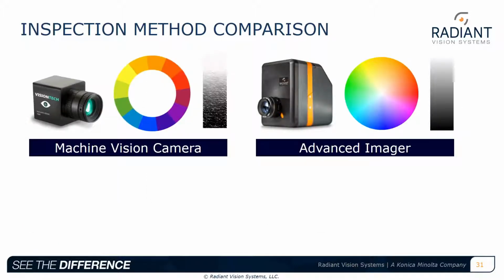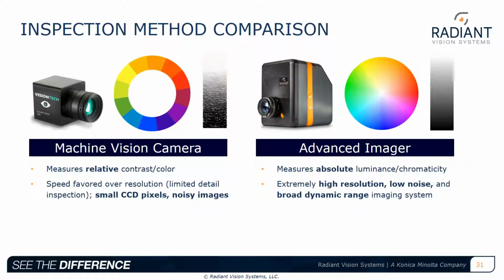Radiant's advanced imagers outperform standard machine vision systems, offering a camera that inspects like a human. This is achieved through calibration to ensure absolute measurements in variable imaging environments, high resolution, low image noise, and broad dynamic range to capture the greatest, most precise amount of meaningful detail in images. These specifications allow the system to detect defects as good as and often better than human inspectors.